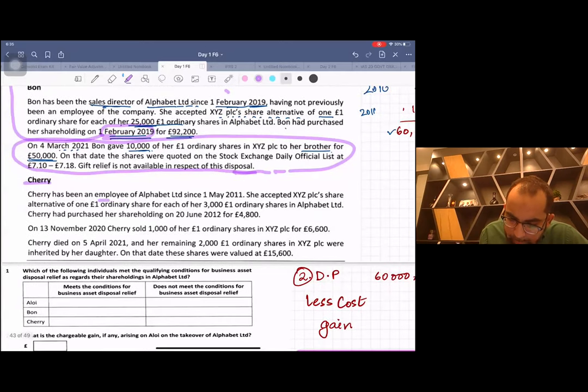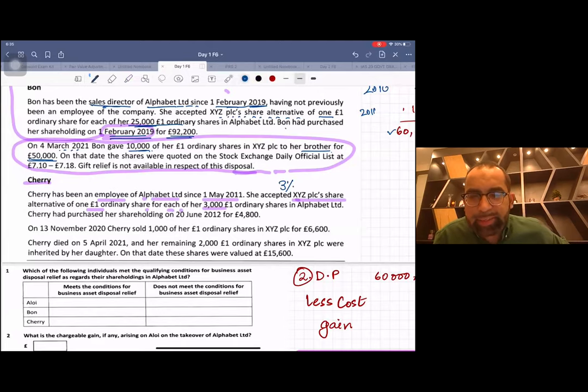Cherry has been an employee of Alphabet Limited since 1st May 2011, many years. She accepted the XYZ PLC share alternative of 1 for 1 ordinary of her 3,000. Now tell me, only 3% shareholding. 3,000 is just 3% of 100,000. That means Cherry is not going to qualify for BADR. Okay.